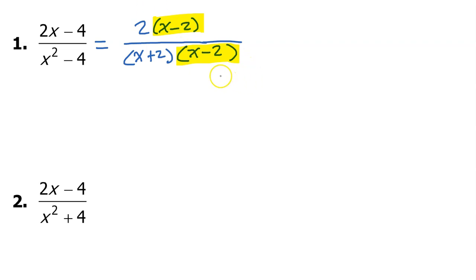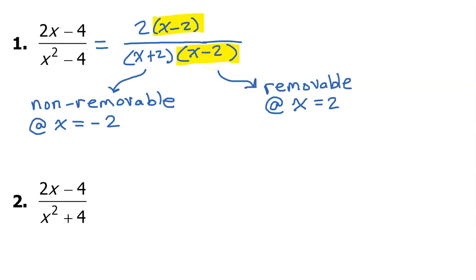Because of that, we will have a removable discontinuity at x equals 2. The other denominator gives us a non-removable discontinuity at x equals -2. Of course, in both cases, we're setting each denominator equal to 0 to come up with the discontinuities.